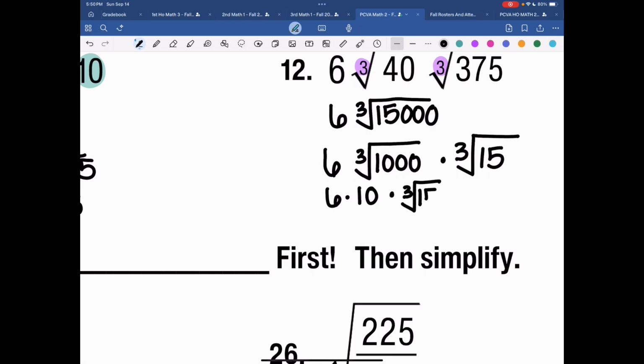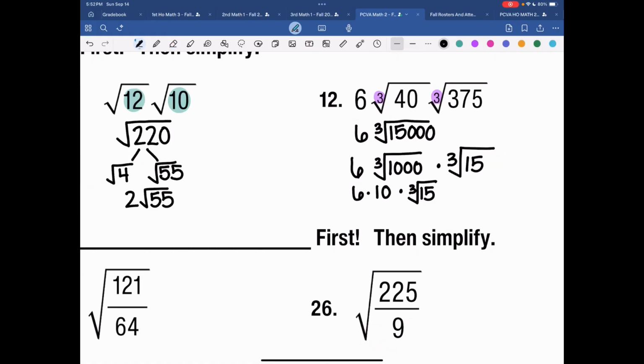Now 15, we don't have any cube roots that will break that down any further. So we multiply that together. All right, so we multiply the 6 and the 10 together. We get 60, and that's going to be times the cube root of 15.